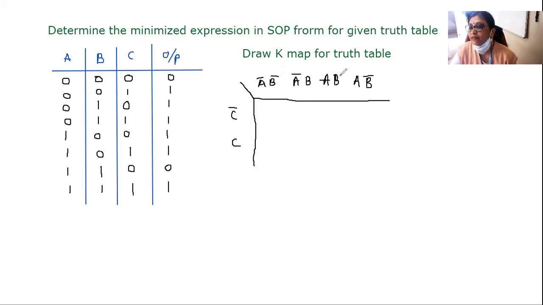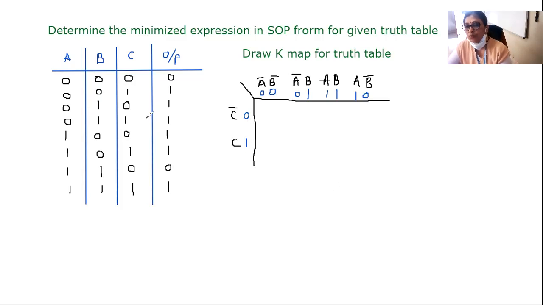Now let us write these variables in terms of zeros and ones. A bar B bar means it is 0 0. Okay. A bar B means it is 0 1. AB means it is 1 1. And AB bar means it is 1 0. C bar means 0. And C means 1.